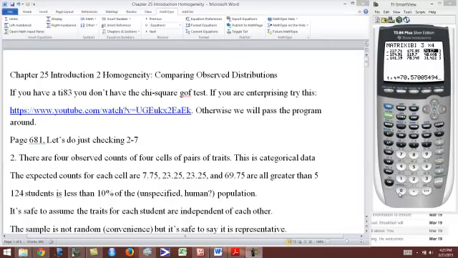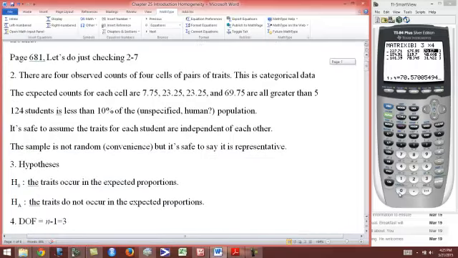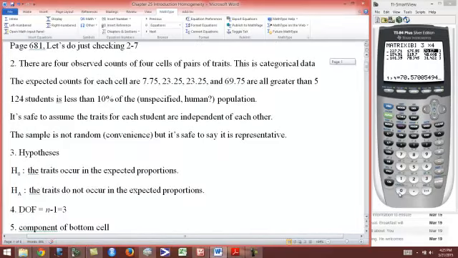Now, I want to do the just checkings on the goodness of fit test, which I neglected to do on the last video. So let's get these out of the way. Okay, so this is page 681, just checking 2 to 7. You'll be expected to have these done on Monday.